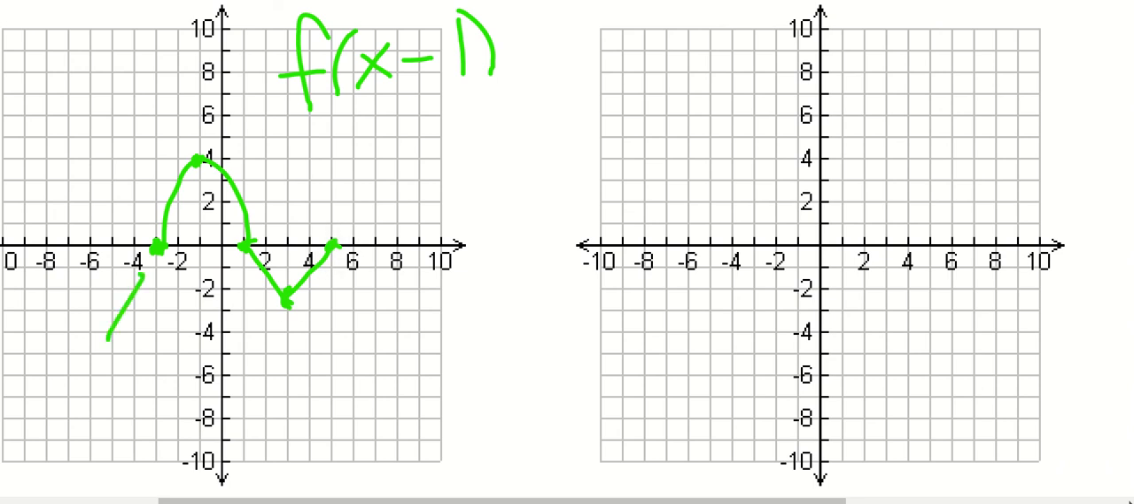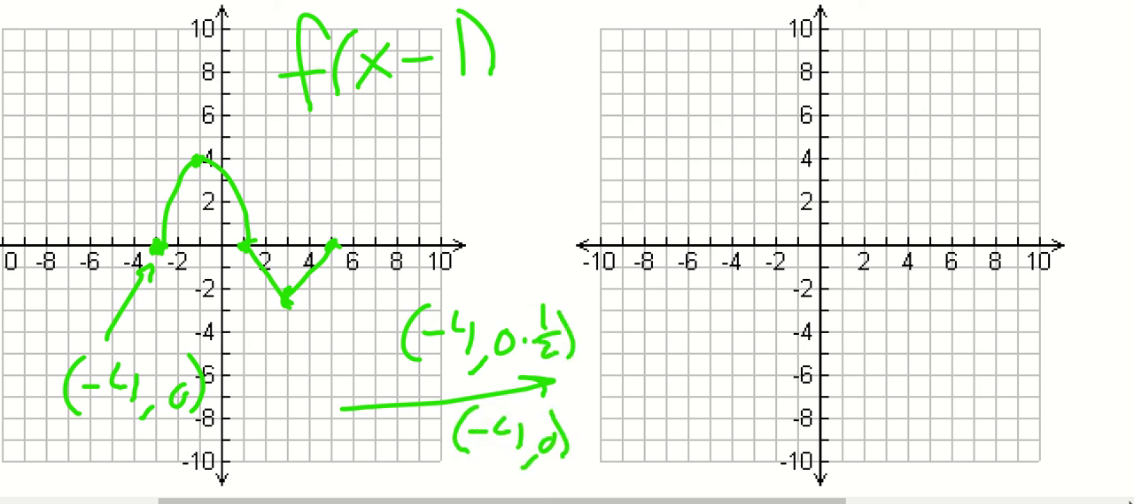For example, if we look at this ordered pair here, this ordered pair is at negative 4 comma 0. If we take half of 0, that's still going to be 0. Excuse me, that should have been negative 3. So that point's not going to move. That's still going to be at negative 3, 0.